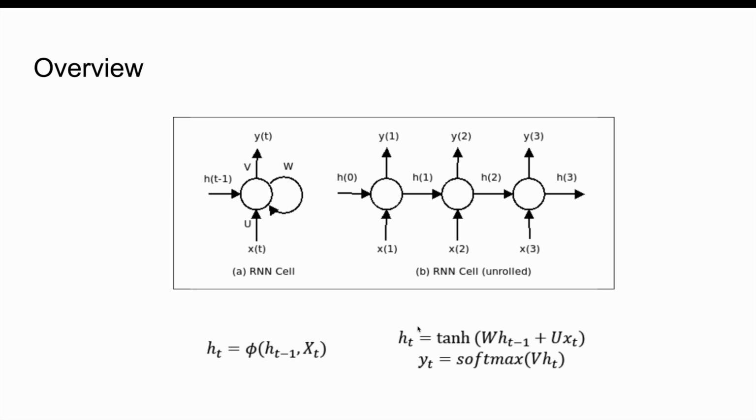So as we can see, h of t is defined to be the hyperbolic tangent of the weight matrix multiplied by the previous hidden state plus another U matrix which contains weights for the inputs, x of t. And y of t is simply the softmax of our weight matrix for the output layer multiplied by the hidden state.